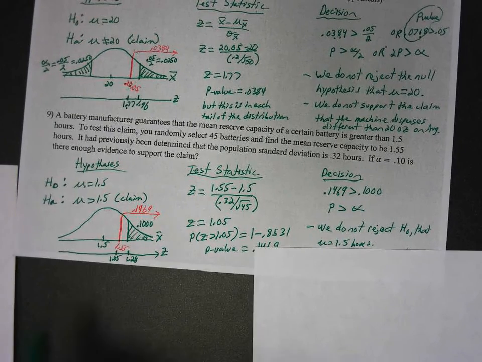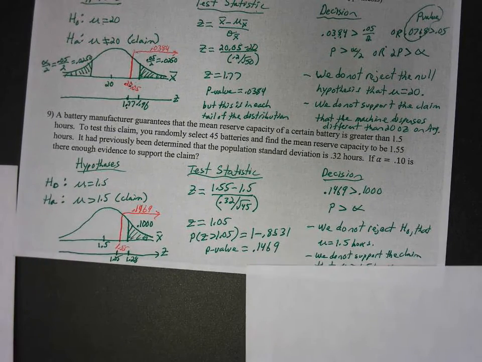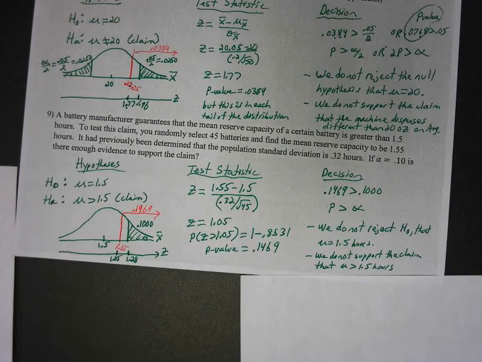And if we do not reject H0, so if we're saying that this idea that mu equals 1.5 is okay, we cannot support the claim that mu is greater than 1.5.